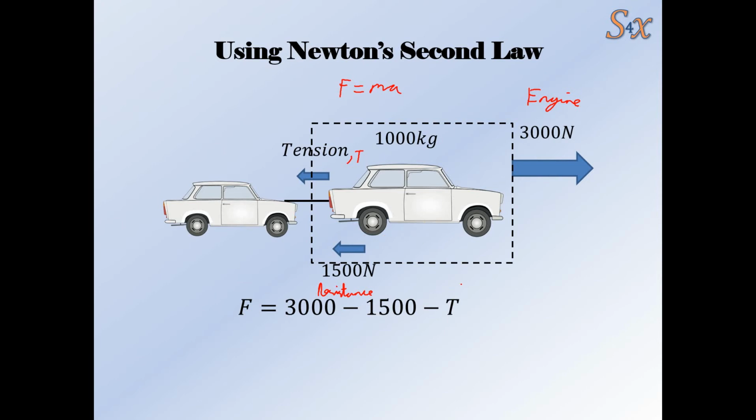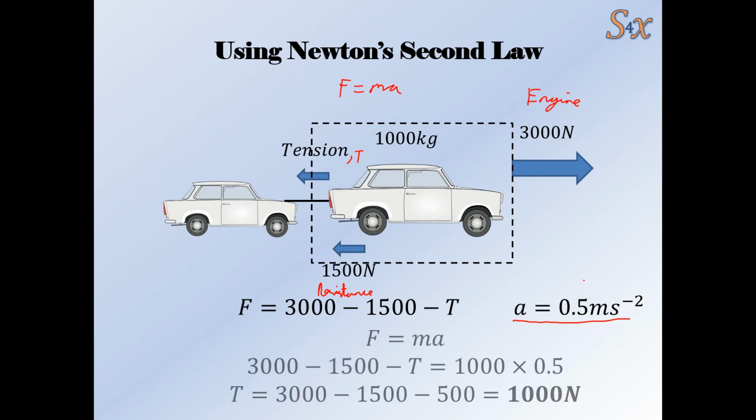So we found the resultant force, but we've got an unknown here because we don't know what the tension is, T for tension. But we do know that from the previous analysis we just did, we found that the acceleration of the cars was 0.5 meters per second squared. Now the acceleration has to be the same for both cars, doesn't it? Because they can't separate out because one's towing the other. So this acceleration applies to the first car, the second car, and the two-car combination. So we can use this in our equation.